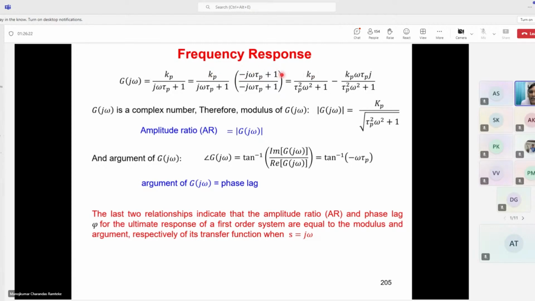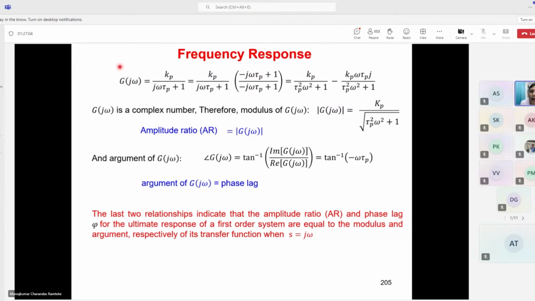This Kp is multiplied to the first term. So that will be Kp divided by, here the denominator is going to be what? This j square omega tau p square, minus j square omega tau p square plus 1, isn't it? So minus j square will become plus 1. So what we are going to get is tau p square omega square plus 1 in the denominator. And in the numerator, I am going to have Kp into minus j omega tau p plus 1. So ultimately, after separating the terms, what I'm going to get is Kp divided by tau p square omega square plus 1, minus Kp omega tau p iota divided by tau p square omega square plus 1. So now this is the real part and this is the imaginary part.